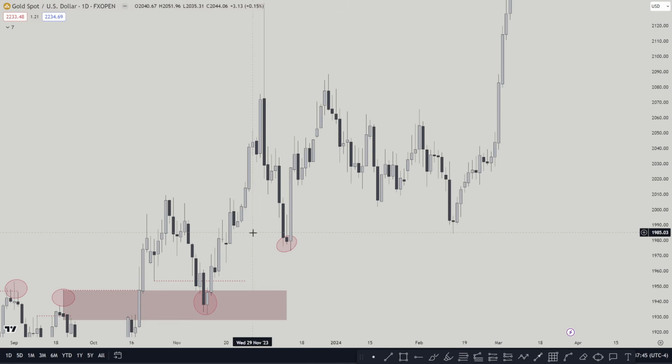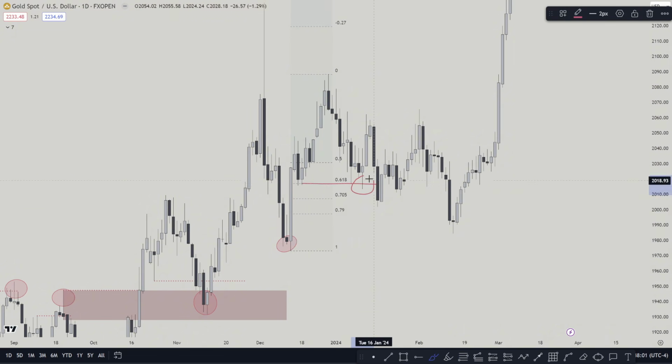Now, again, the same thing. We broke structure right here. Now take a look at this. Taking my fib from the low to the high. So price went here, did not retrace to discount, started going higher. Now take a look at this. Where did price react from? The first time is this one here.